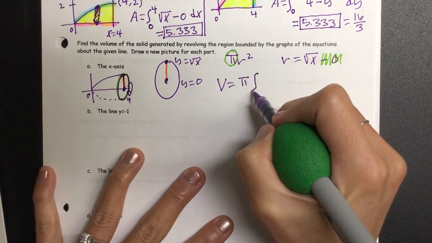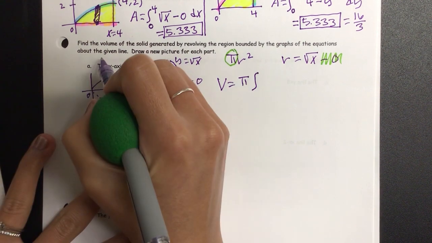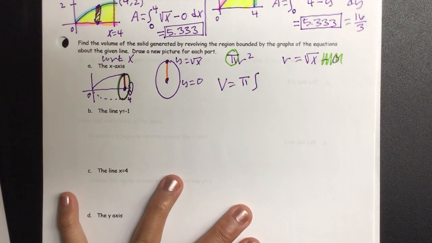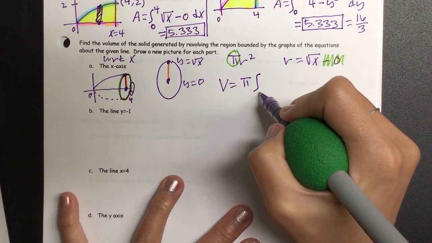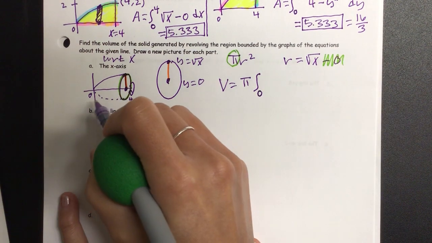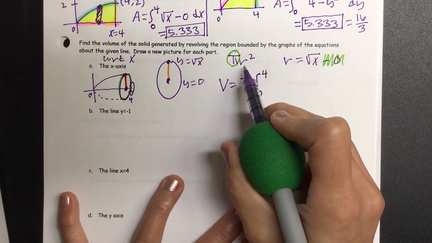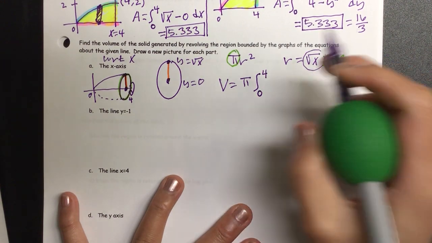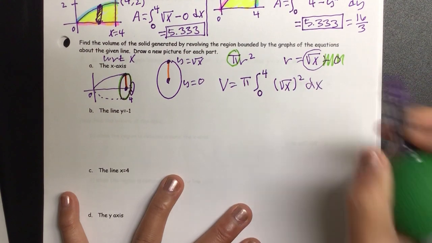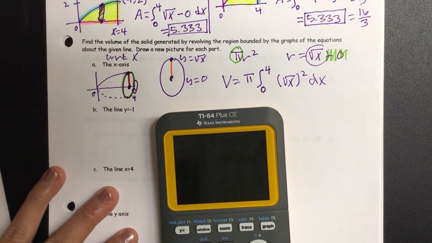And our integral. For this one, because it's rotating about the x-axis, it is with respect to x as well. So what is my low x and high x? 0 to what? We're going all the way to what number on the x? To the 4. And it says r squared. That is our r. So square root of x, all squared dx. And that's it. And it's going to solve the volume of this rotated figure.